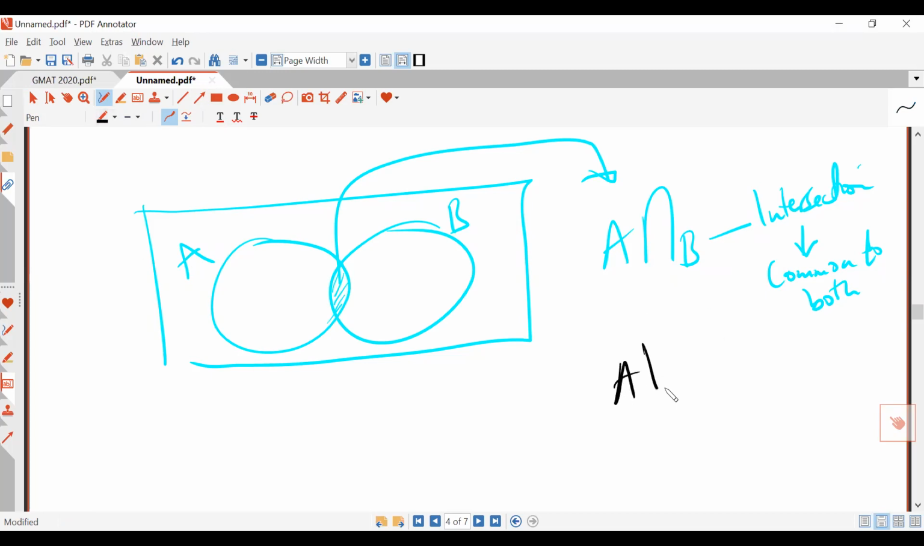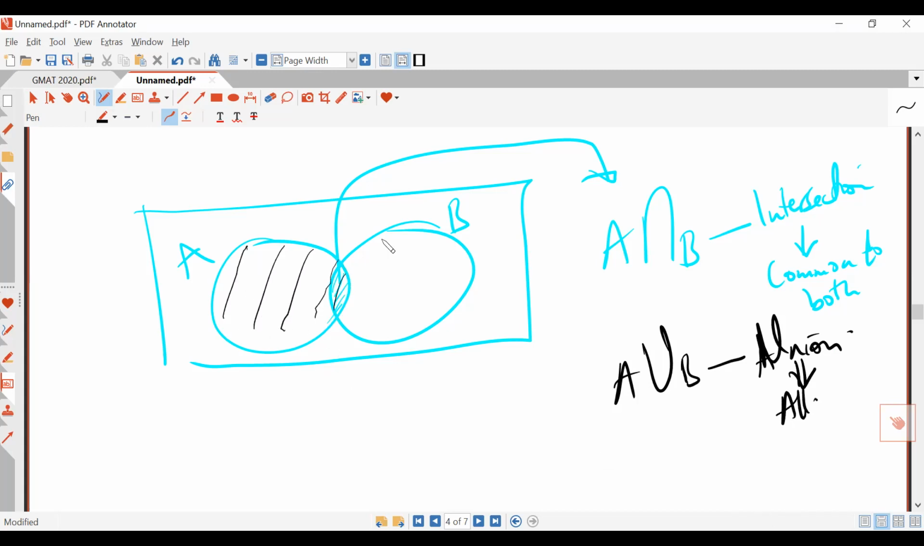Now, if you're having A union B, this is union. In other words, this means all. So you're going to simply circle everywhere. So the shaded region is that. That is our union everywhere.